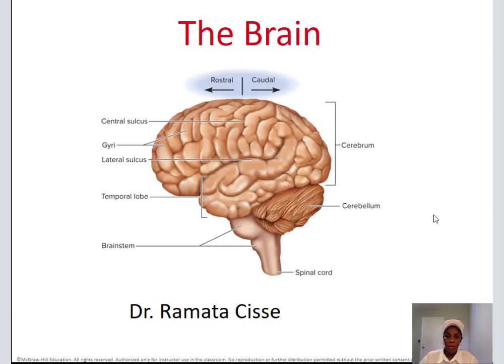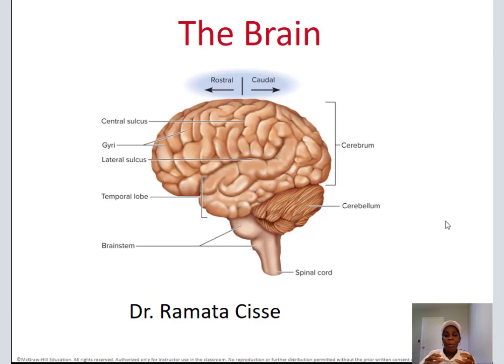First, let's do a little review. The human body has 11 organ systems. One of them is the nervous system. The nervous system is divided into two parts, the central nervous system and the peripheral nervous system. The central nervous system has two organs, the brain and the spinal cord. And the peripheral nervous system has all the nerves.